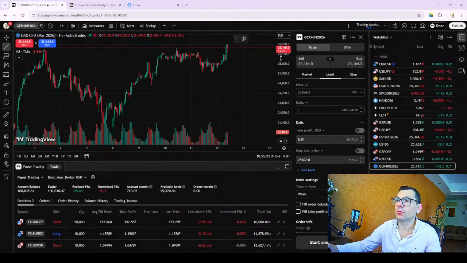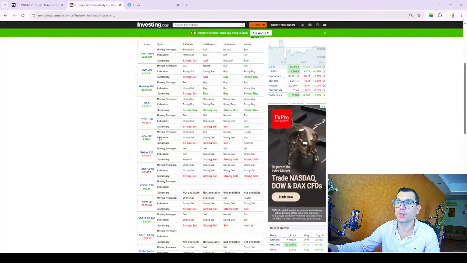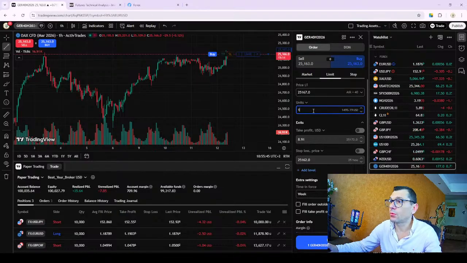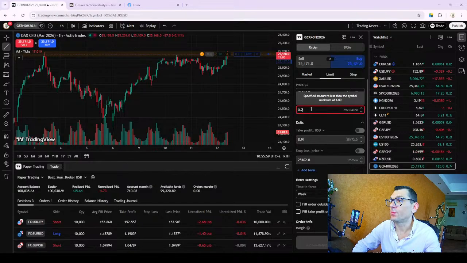Now, DAX is on a strong buy recommendation. See, strong buy recommendation on DAX. So we're going to go and trade DAX on the buy option. So now you see 1 unit on DAX requires 1,495 dollars in order for me to open it. So if we lower it down, let's say to 0.2. Oh, the minimum one is 1. Okay, so 1 contract is minimum.